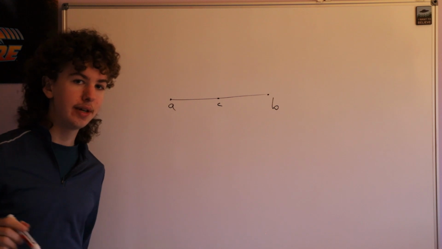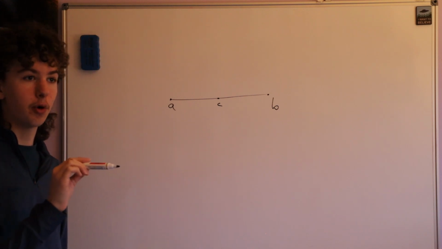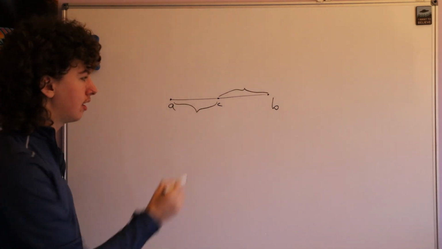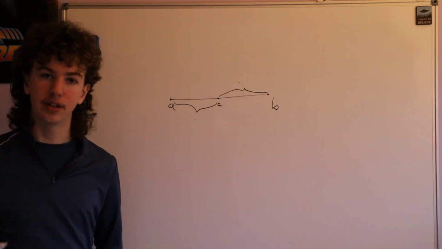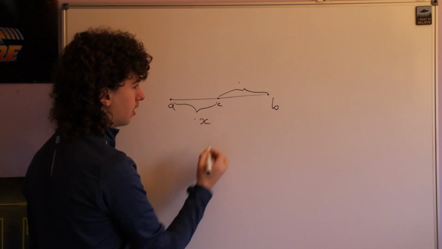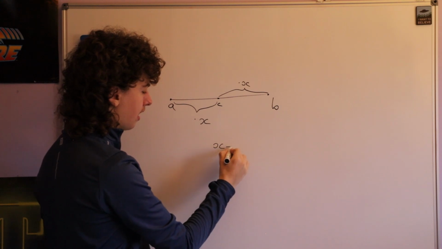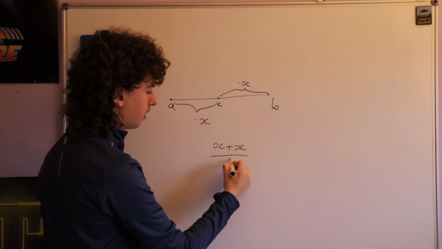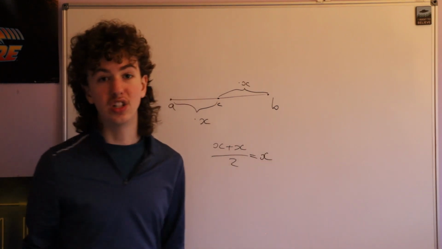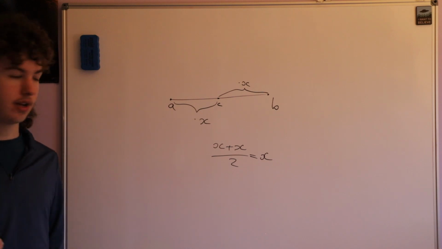So if we impose the problem to this line, we're trying to find the average length from C to one of the ends. Very obviously, these two lengths are going to be equal. So if we set them equal to x, we just have x plus x over 2, which is just equal to x. And you can prove that for any line.